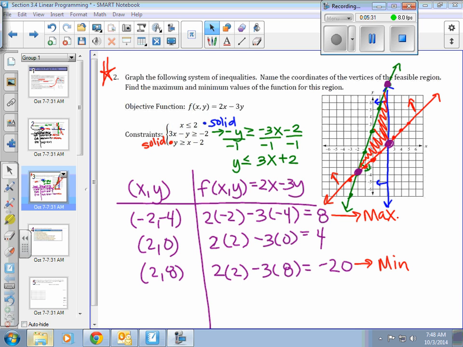Here's the solution for example 2. One thing I want you to notice is that one of the points at the very top here does not fit on the graph, but you know which point it is if you follow along with your slope. So you should get that 8 is the max and negative 20 is the min.